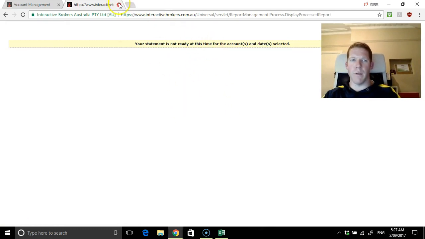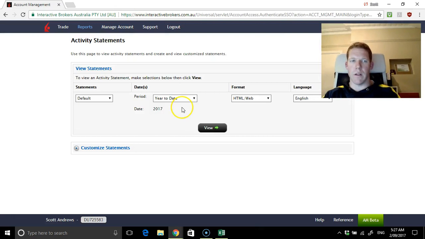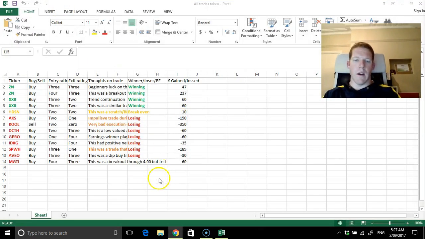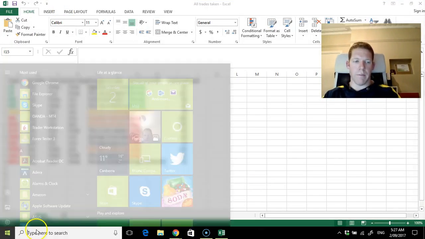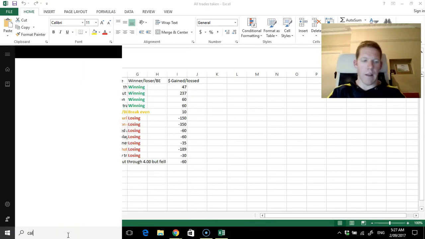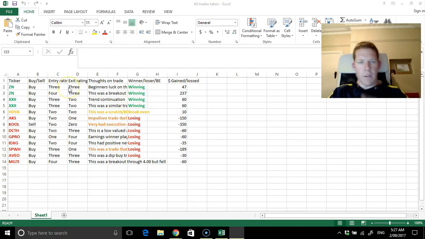This is what happened before. Come on in, Interactive Brokers. Anyway, all right, so let's get the calculator out. This will be in US dollars though. Okay, so.